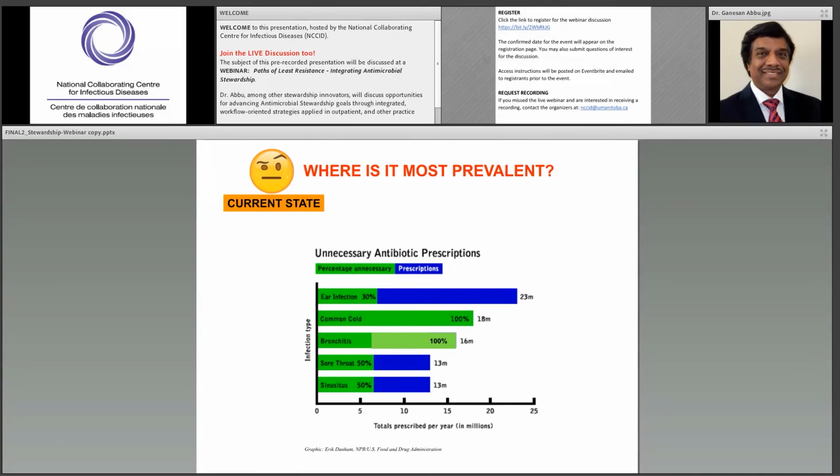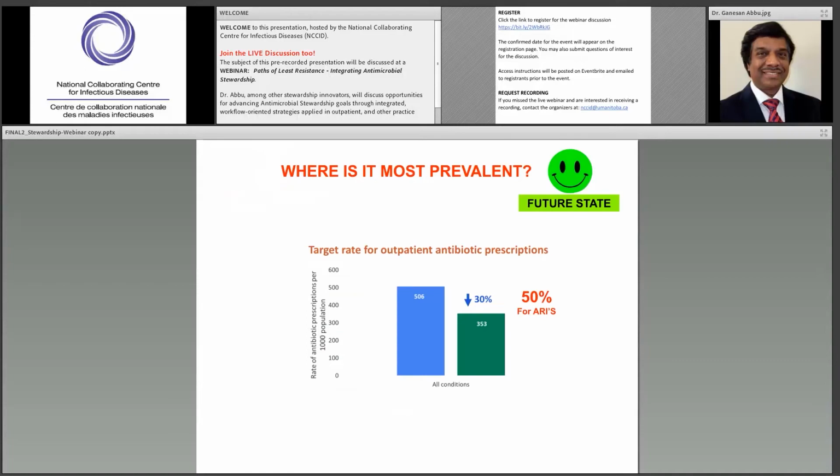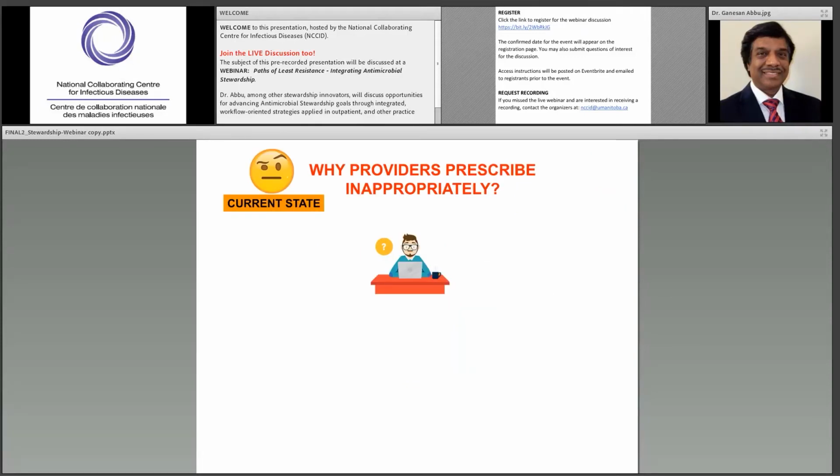And when considering unnecessary antibiotics by disease type, we notice that, for example, if we look at upper respiratory infections, if we look at ear infections, of the 23 million prescriptions for ear infections, 30% were inappropriate. Similarly, the rate for inappropriate prescriptions is about 50% for acute sore throat and sinusitis. The goal is clear, and that is to reduce inappropriate prescribing by at least 50% for acute respiratory infections. In order to optimally address this goal, we need to look at the reasons why prescribers prescribe inappropriately.